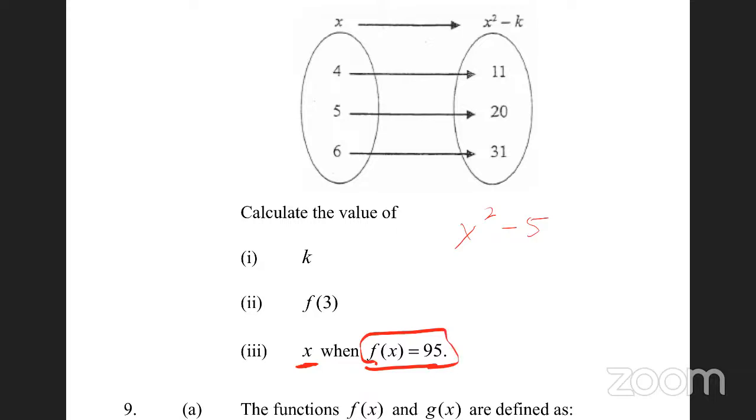You know that f of x is x squared minus 5. And the question here says that it equals what? 95. Can you solve for x? Yes, you should be able to. Solve for x and give me the answer.